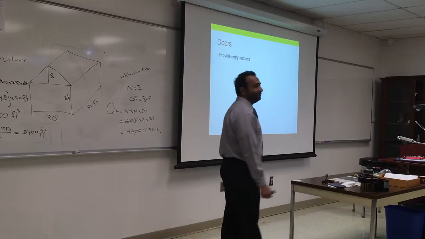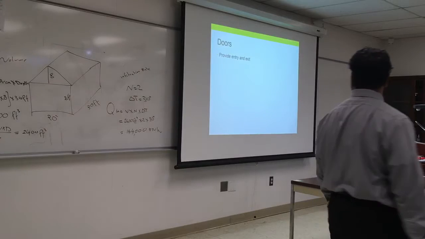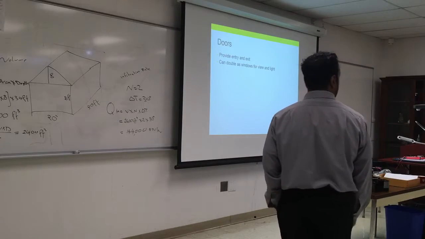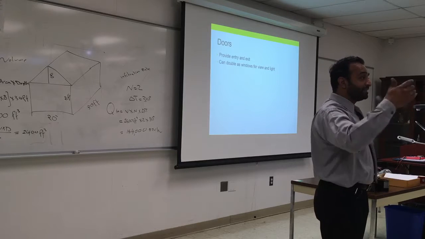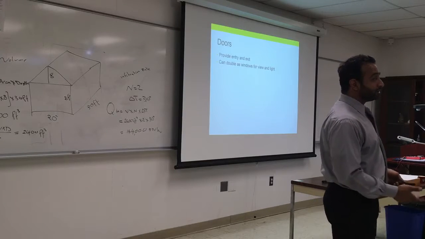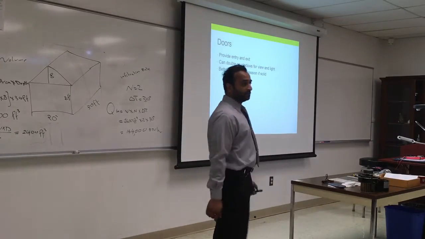Doors, they provide an entry and exit, and some of them double as windows as well. So you have a door, and also sometimes you have a glass door, and some doors have glass in them, and they also have a curtain and blinds, so they can double in function. $5 to $50 per square foot. Yeah.